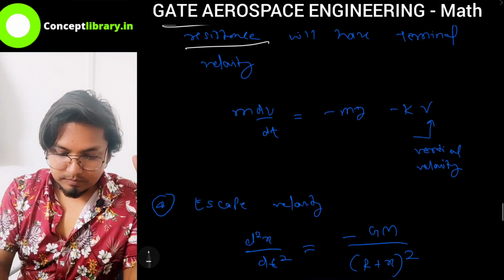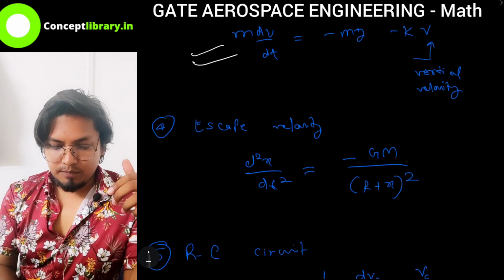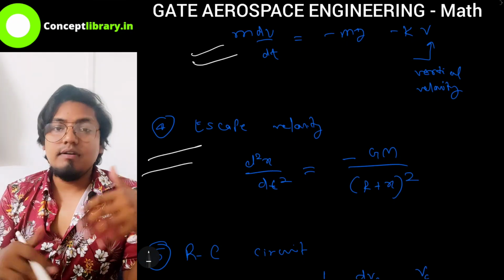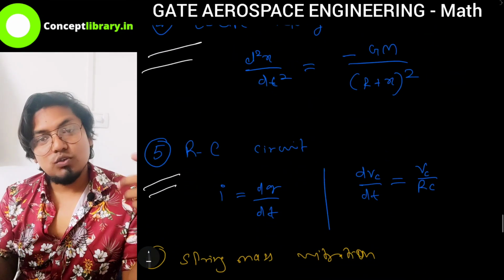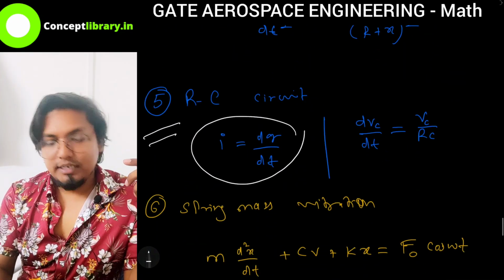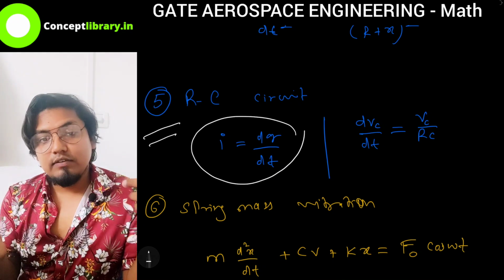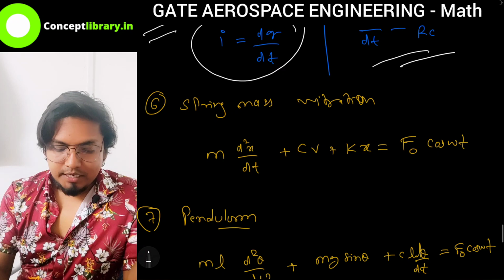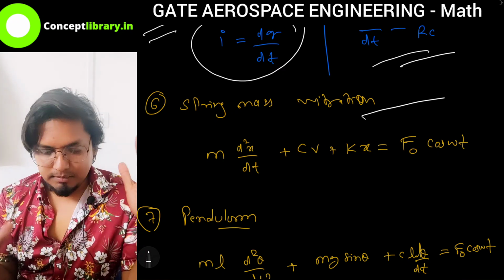For that also we have a differential equation. Then we go for something called escape velocity. This I will teach you in orbital mechanics. Then in electrical also, in an RC circuit, dq by dt, the rate of flow of charge, that is current. So again there are these things. In spring mass vibration, no need to note everything down, I am just giving examples for fancy things.